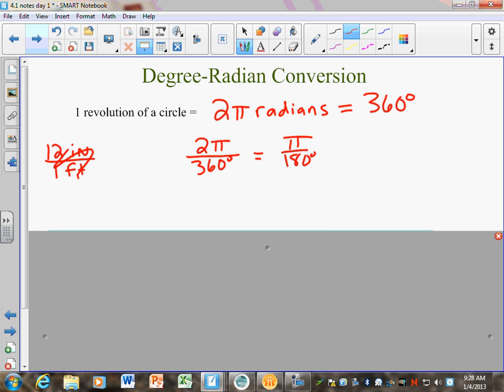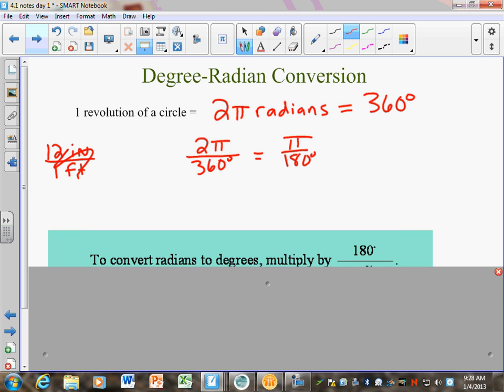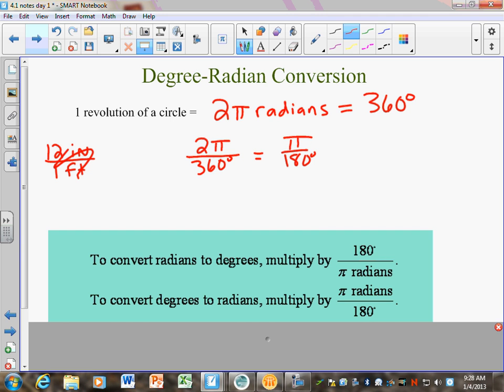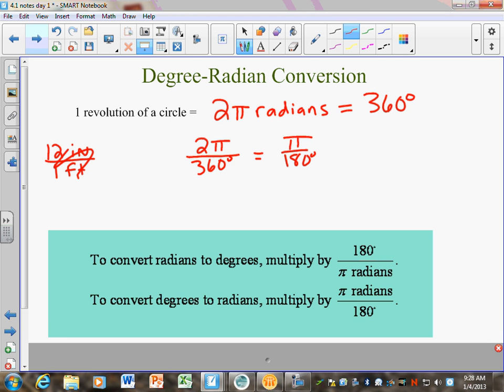This is going to kind of be our conversion factor, and this is where it comes from, because a circle is 2 pi radians or 360 degrees. And so I think your book just tells you straightforward: if you want to convert from radians to degrees, you have to multiply by 180 over pi radians. But if you're going the other way, if you're going from degrees to radians, the pi needs to be on the top.